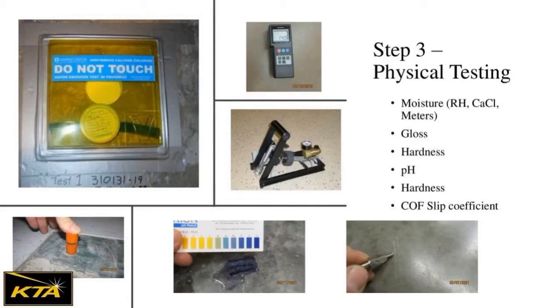So floor testing may also be required, and floor testing may consist of moisture testing such as RH, calcium chloride, and moisture meters as shown on the left photos. Gloss and hardness may be important attributes when dealing with polished concrete, on the top and bottom right photos. pH is important for overlay of some floor coverings and coatings. And then slip resistance is also important when assessing flooring conditions in areas that are prone to slip and fall hazards.